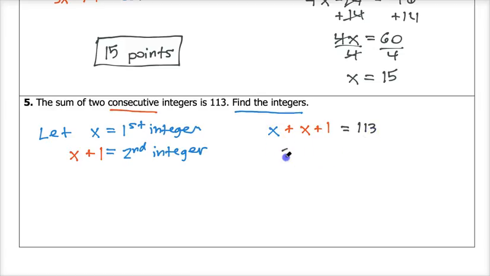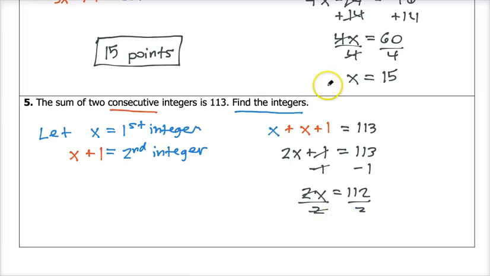So x plus x is 2x, 2x plus 1 equals 113. I subtract 1 from both sides, I get 2x equals 112, and then if I divide both sides by 2, x comes out to be 56. So that means that my first integer is 56, and therefore my second integer has to be 57.